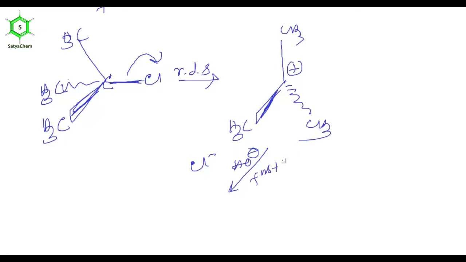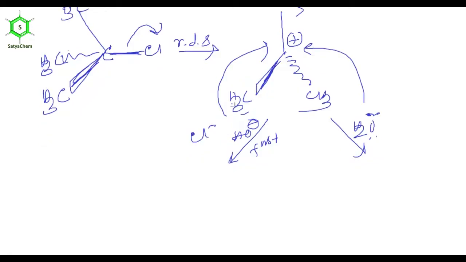First process, this step is very fast. Or H2O can attack, because aqueous alkali means water is present. Solution of alkali in water, right? So either water or HO minus can attack the carbocation. Then what you will get? If HO minus attacks, then directly you will get the corresponding alcohol.